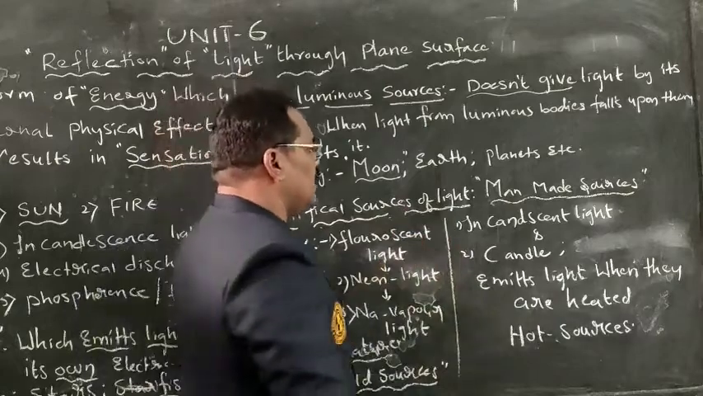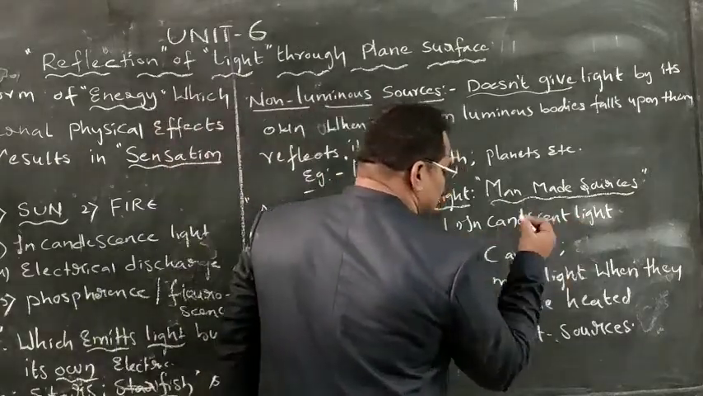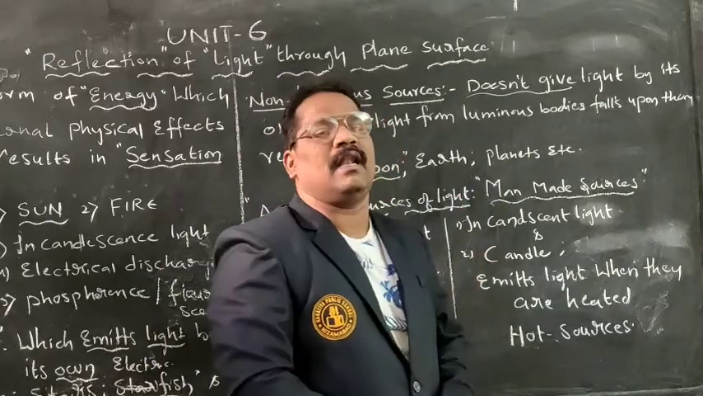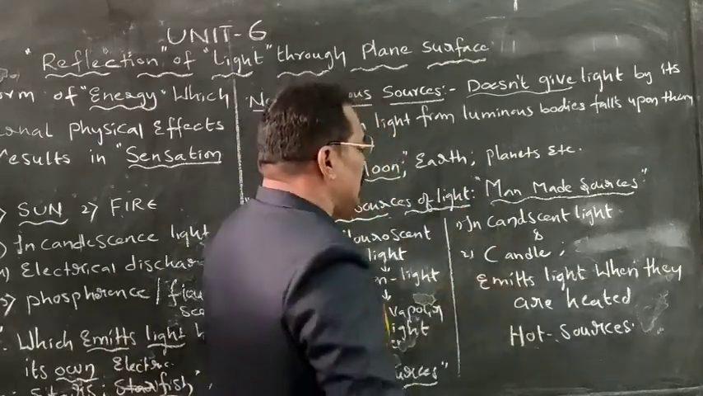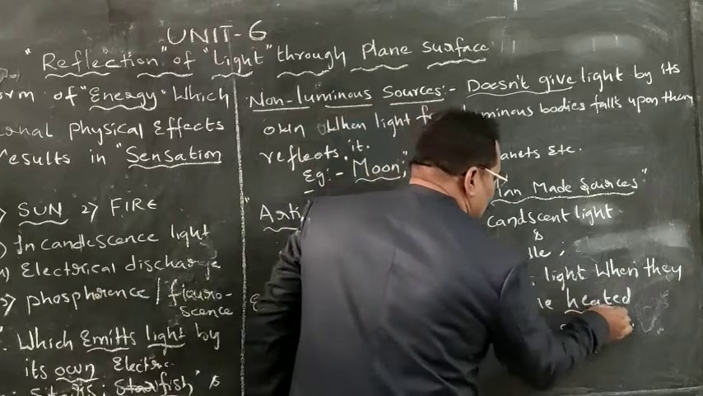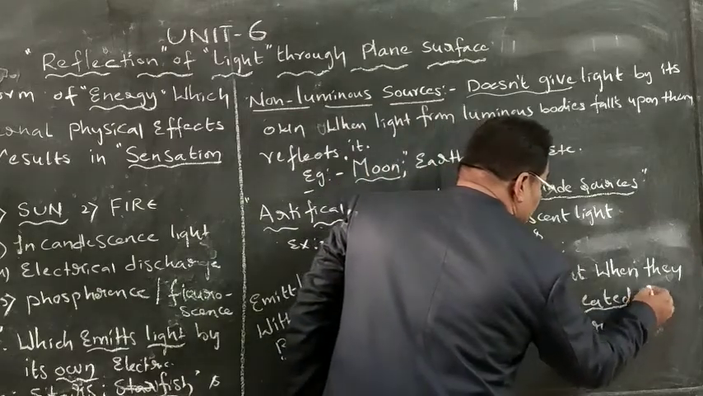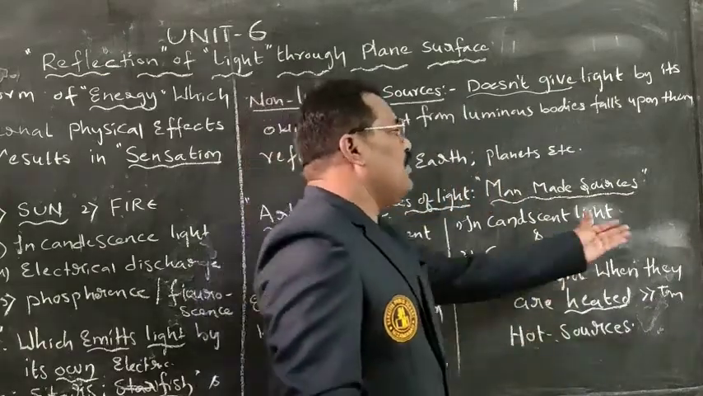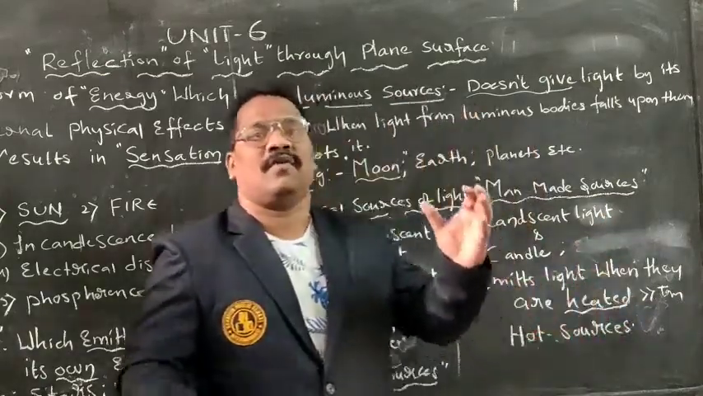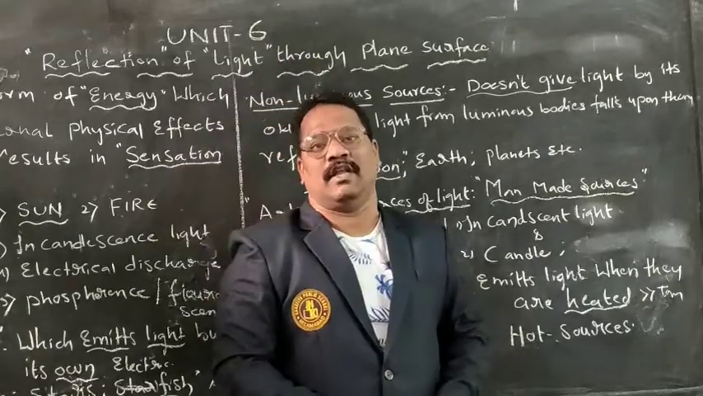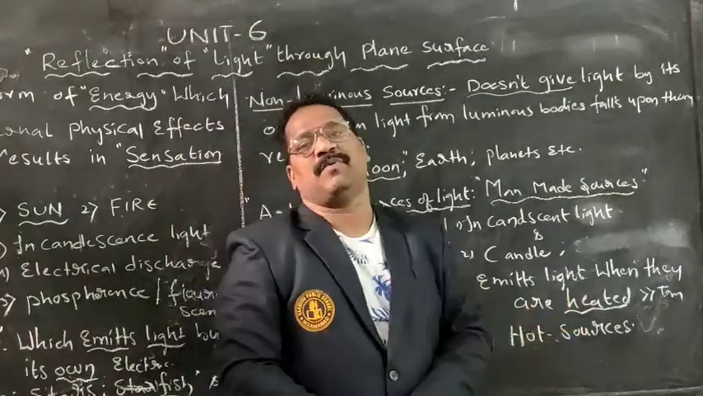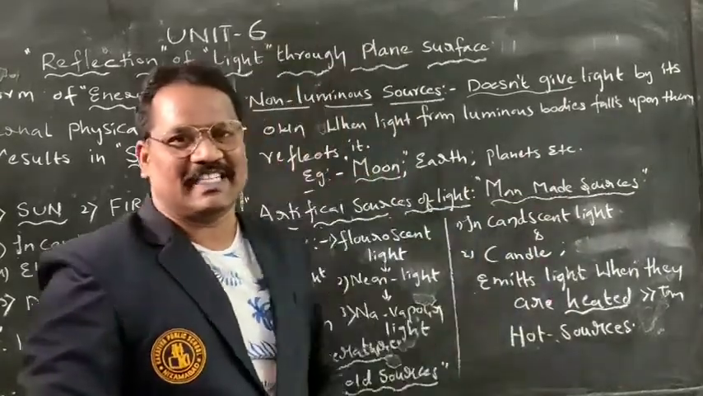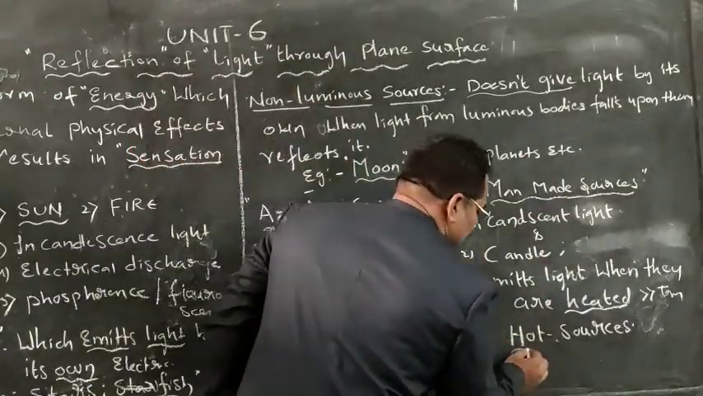Next, coming to what? Incandescent light as well as candle light. To produce light, they must be increased in temperature. Only when they are heated, or when the temperature rises, can these particular sources emit light. We call those sources hot sources.